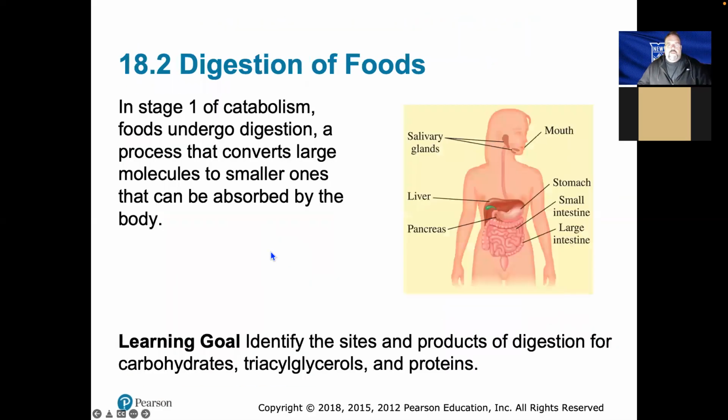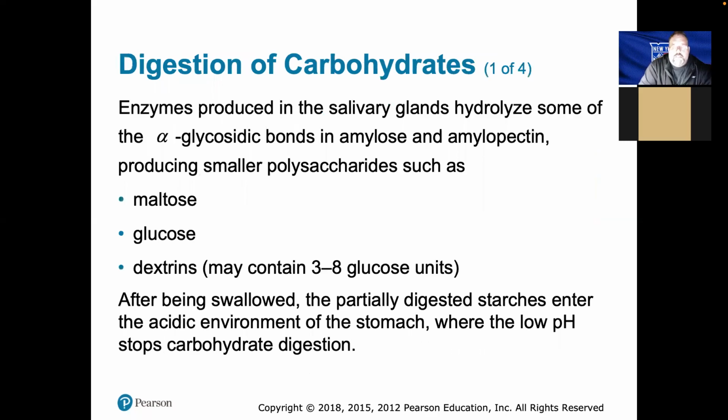Okay, so let's talk more about the digestion of foods. So in stage 1 of catabolism, foods undergo digestion, a process that converts large molecules to smaller ones that can be absorbed by the body. We'll start with the digestion of carbohydrates. So enzymes produced in the salivary glands hydrolyze some of the alpha glycosidic bonds in amylose and amylopectin, producing smaller polysaccharides such as maltose, glucose, and dextrins, which may contain 3 to 8 glucose units.